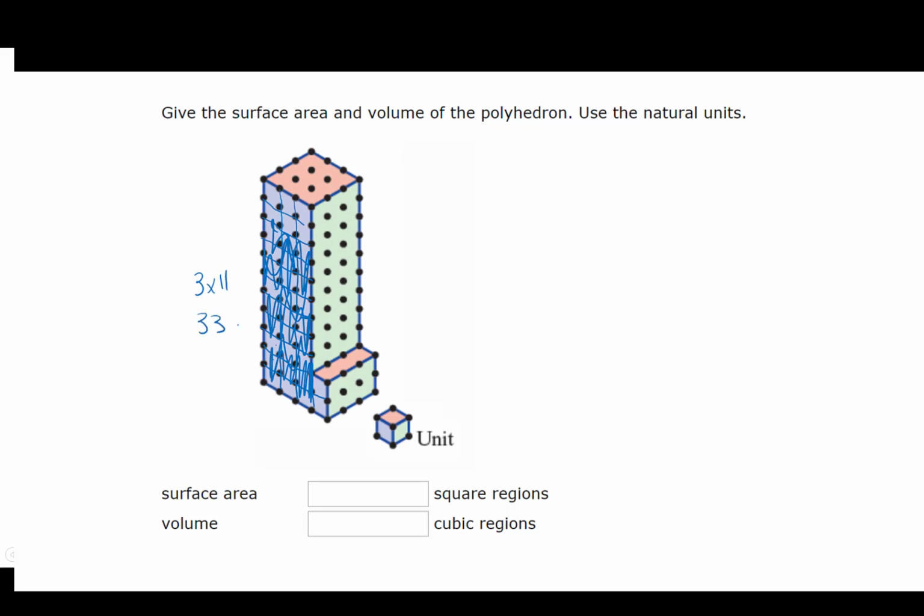Now, this is the tricky part because I need you to visualize this with me. There is a back side back here. It's tall, and then there's a side over here, and then there's this side. Each of those would be 3 by 11. So we'd have 33 back here, we'd have 33 on this right side that you can't see, and this light green side is also 33.